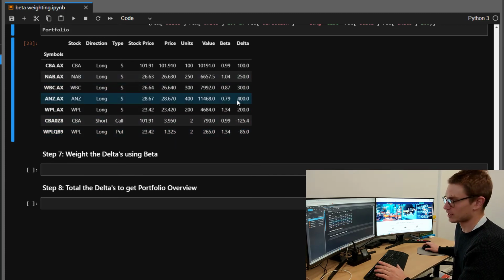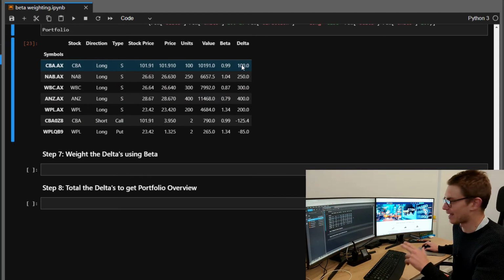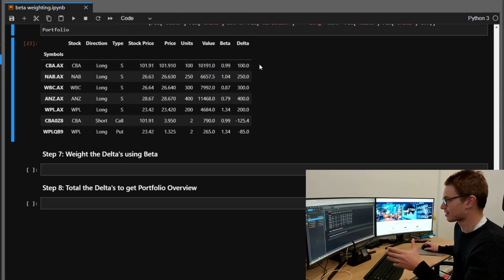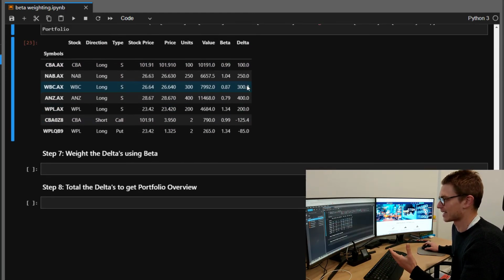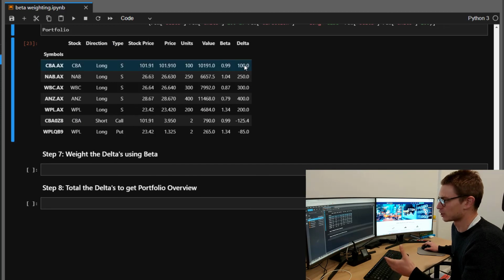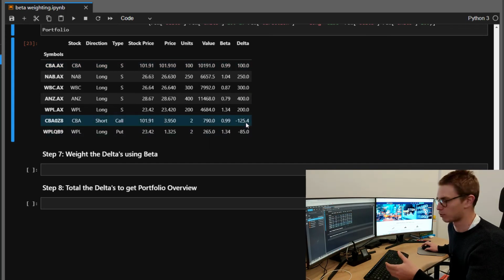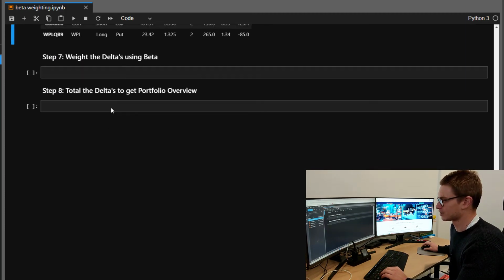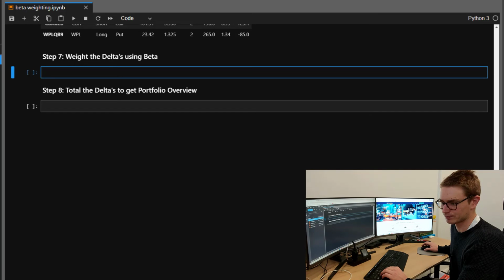What we're going to do is weight these deltas and then sum them over the portfolio to get an indication of, given a change on the index, what is the change of value of my portfolio. So let's weight these deltas.